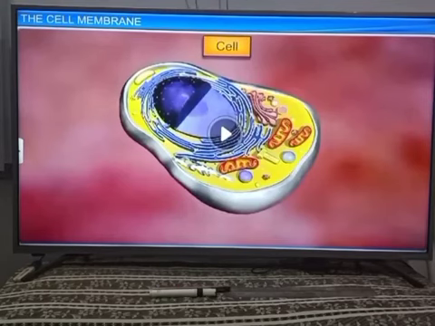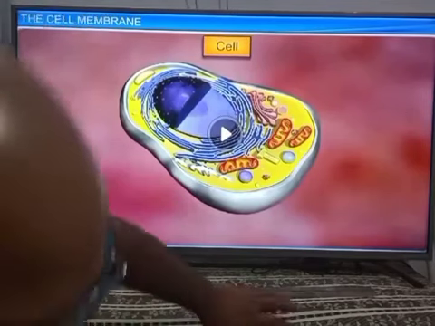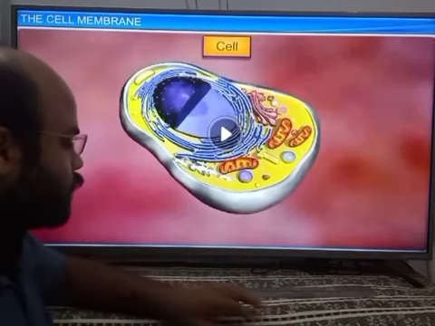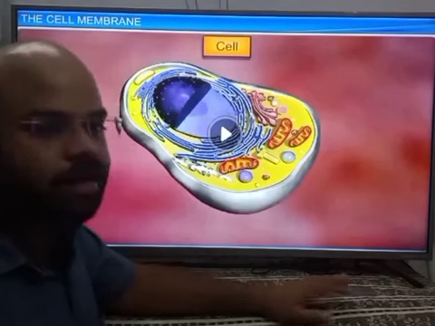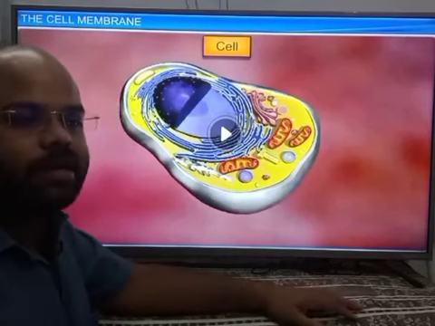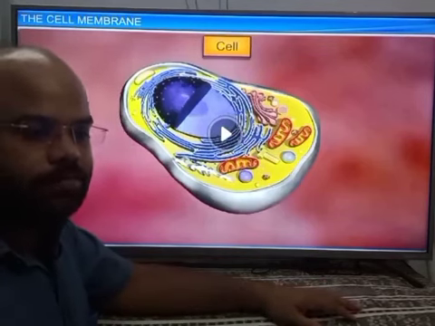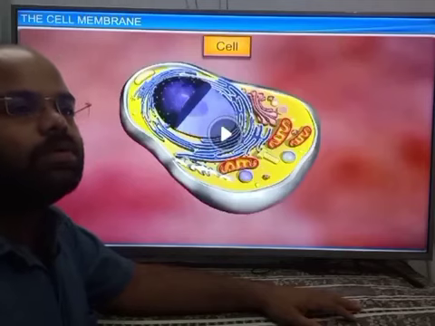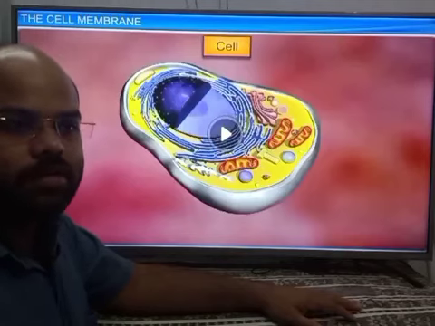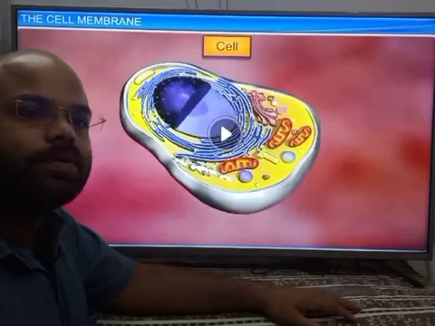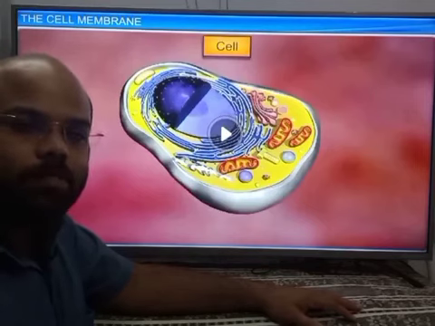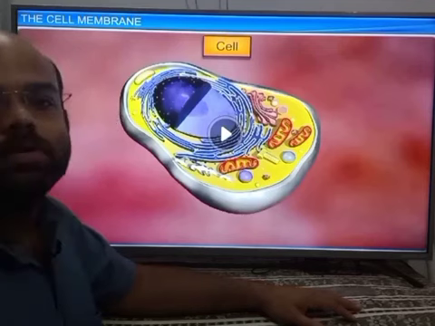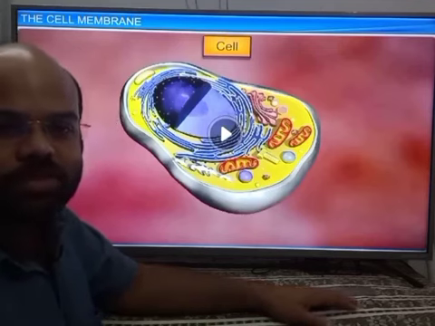So now we will see the structure of the cell membrane. Whatever we had discussed in our earlier classes about the cell membrane, I have discussed in detail with all the necessary characteristics and features. As I told you, it is selectively permeable and made up of a phospholipid bilayer with channel proteins.